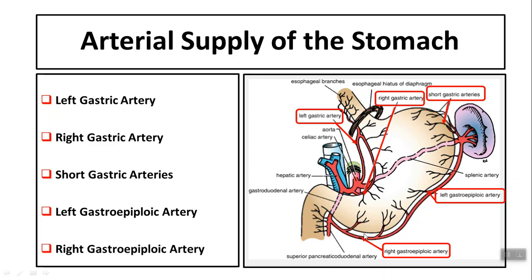The right gastroepiploic artery is a branch of the artery that is called the gastroduodenal artery. It passes in between the two layers of the greater omentum to anastomose with the left gastroepiploic artery. So in general, we can appreciate that the stomach has a rich blood supply, and it originates from the celiac trunk.